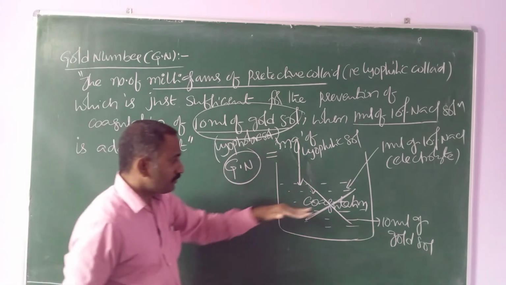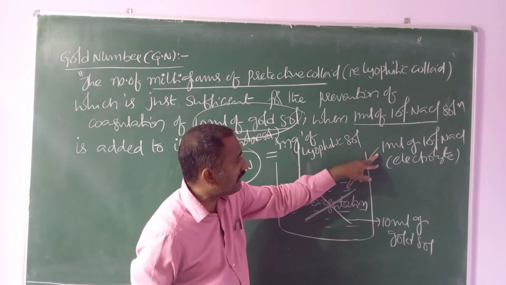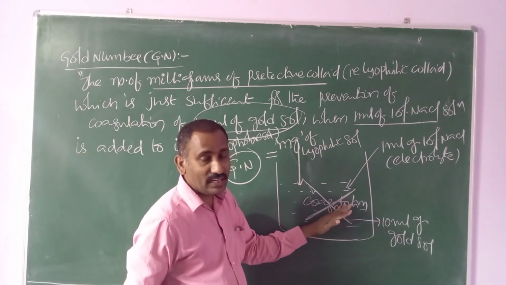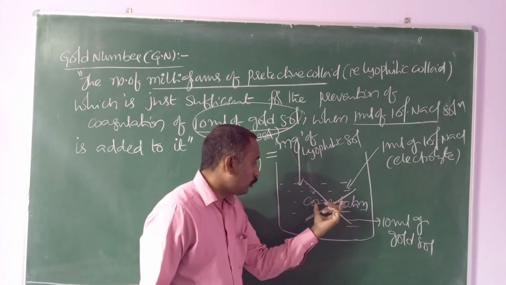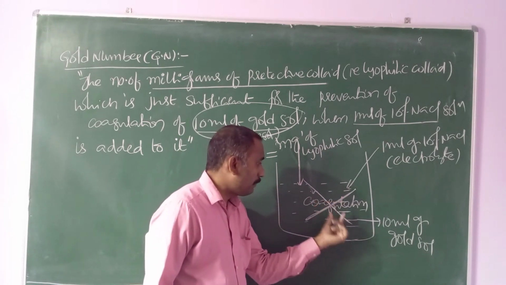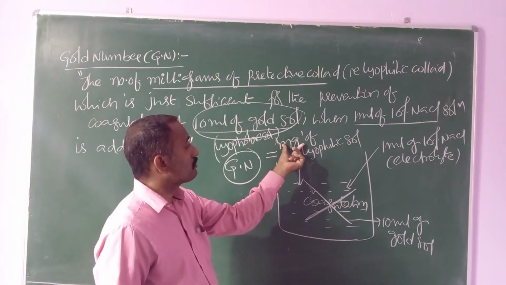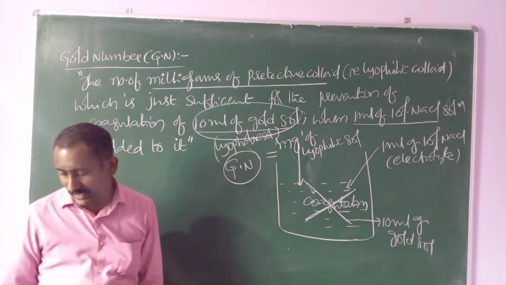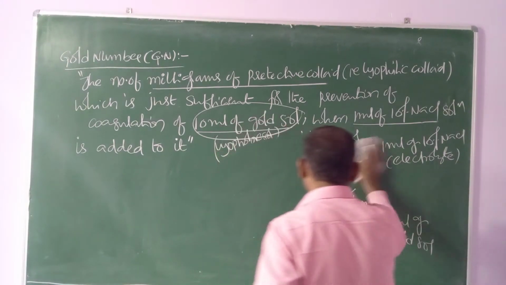Again I am repeating, to the 10 ml of gold sol, if you directly add 1 ml of 10% NaCl solution, coagulation takes place. We have to prevent the coagulation. In order to prevent the coagulation of 10 ml of gold sol, how many milligrams of lyophilic sol should be added? That number of milligrams is nothing but the gold number. So this is the definition of gold number.